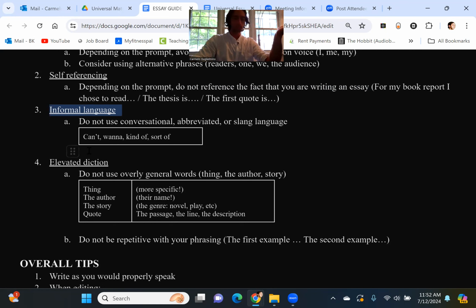So, for example, contractions: can't, wouldn't, couldn't, shouldn't. Those are abbreviated ways of speaking. Those are not fully formed, sophisticated ways of speaking. We use them to make our speech quicker, for convenience. That's not what we're doing in writing. So don't use contractions. Don't say can't, say cannot.